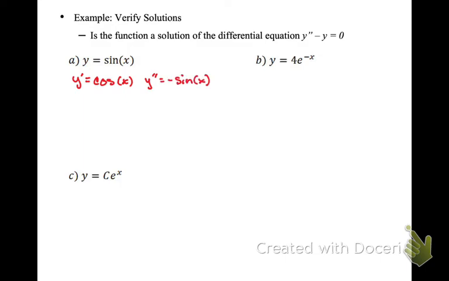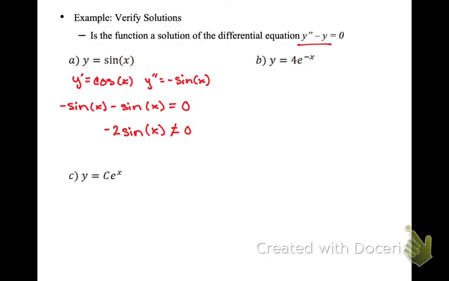So I now need to check if y double prime minus y equals 0. So I have negative sine of x minus sine of x. Does it equal 0? No, because it equals what? Negative 2 sine. So we write negative 2 sine of x does not equal 0, does it? No. Okay, so it is not a solution of that, is it? No, it's not.